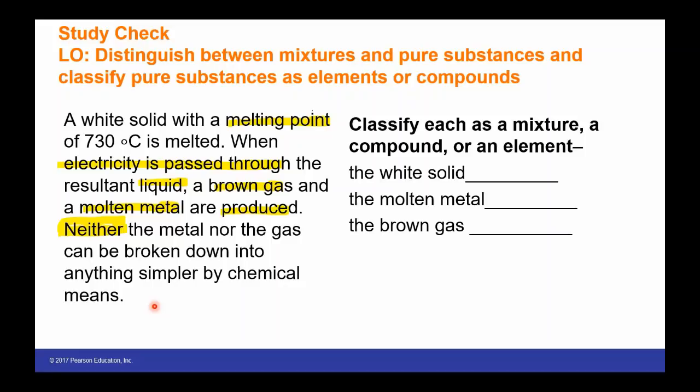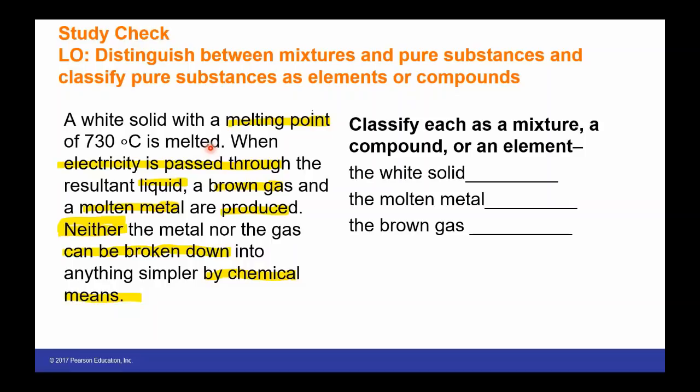The next thing, it says that neither the metal nor the gas can be broken down into anything simpler by chemical means. Okay, so let's think of this white solid. First, it says it's got a melting point. Well, that is a physical characteristic that helps us to identify a substance. It says that when we pass electricity, we cause a chemical reaction to occur, and we end up with a gas and a metal. So what is that white solid? Is the white solid a mixture, a compound, or an element?